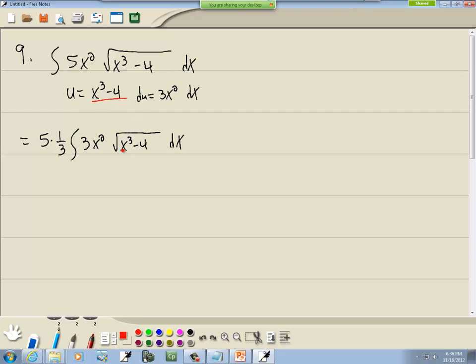So this here matches that. So we'll replace that with u. The 3, x squared, dx. So all three of those match. Those blue ones are going to be replaced by du. So this is going to be 5/3. And then this becomes the square root of u du. Which square root of u is u to the 1/2 du.